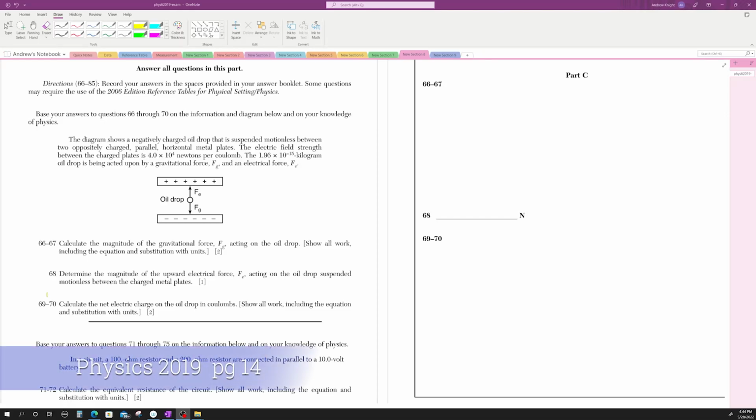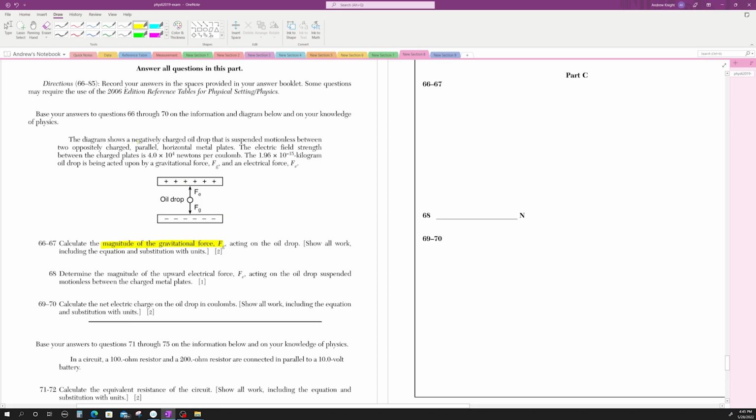Okay, we made it to part C of the test. Let's get this done. Question 66 and 67. We need to calculate the magnitude of the gravitational force acting on this oil drop. Perhaps I should actually read the problem.